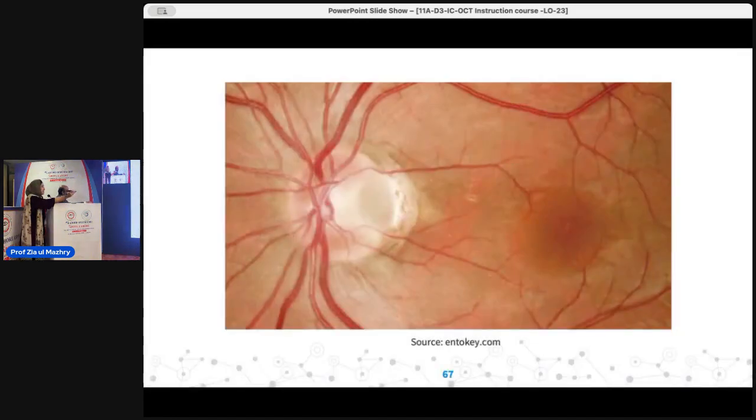So this is a clinical image of the fundus. Can anybody show what we are saying? Can anybody tell me what is happening over here?